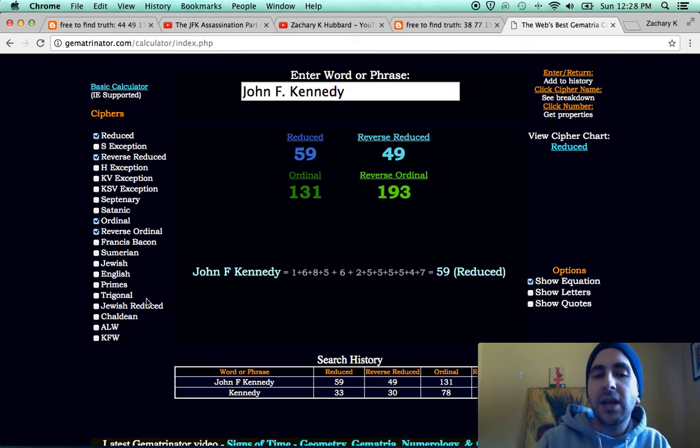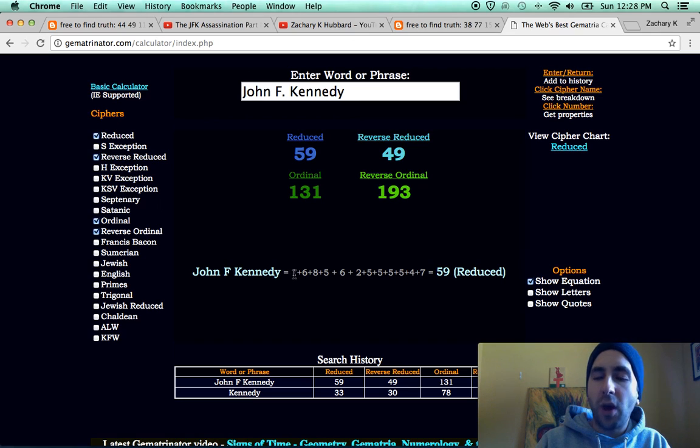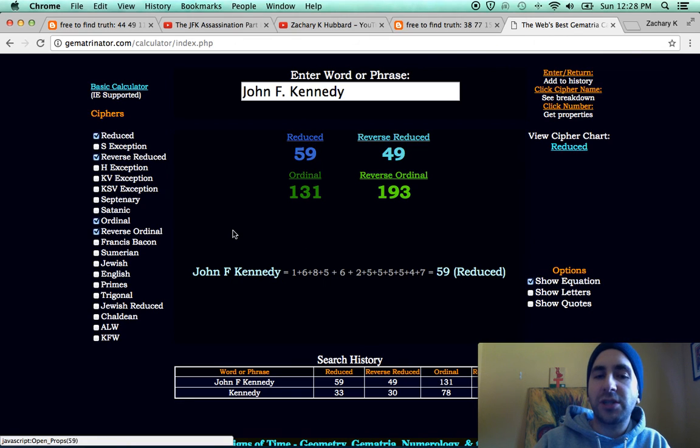Reduction is using the alphabetic order, but instead of adding each letter for its place in the alphabet, the difference is this. J is the 10th letter. So in ordinal, J is worth 10. But in reduction, J is worth 1 because you take the numerology of 10. 1 plus 0 becomes 1. O's the 15th letter. In ordinal, O is 15. In reduction, 15 is 1 plus 5 equals 6. So in reduced, you make each letter a single digit. Then you add the word. John F. Kennedy is 59.